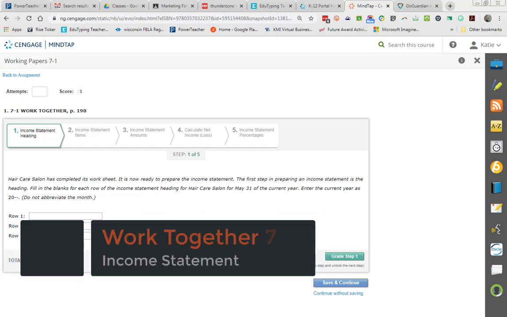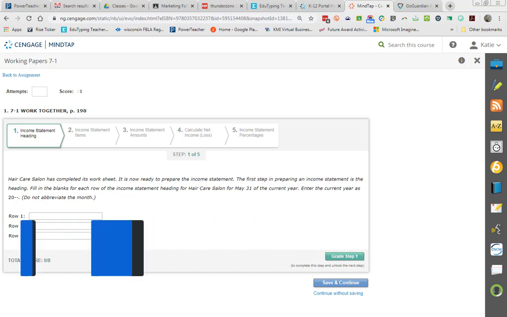We have Work Together 7-1. We have 5 parts that we're going to go through and do for Work Together 7-1. The first part is preparing our income statement heading. It says the hair care salon has completed its worksheet and is now ready to prepare its income statement. The first step in preparing an income statement is the heading.